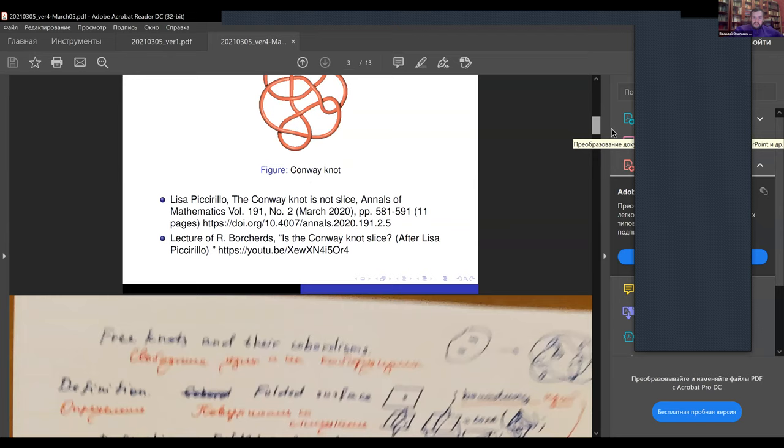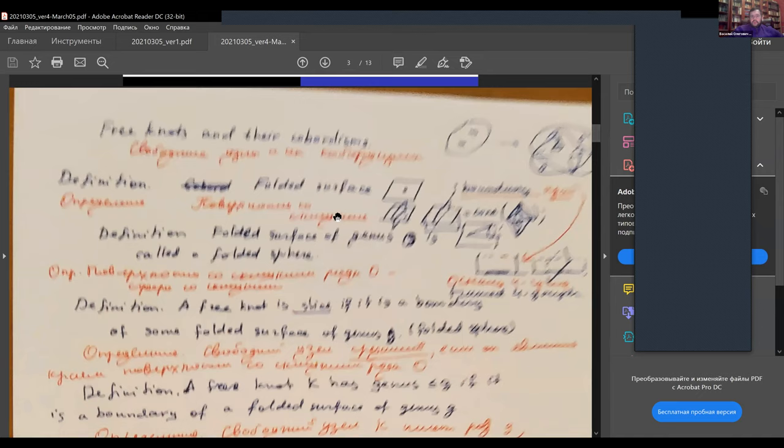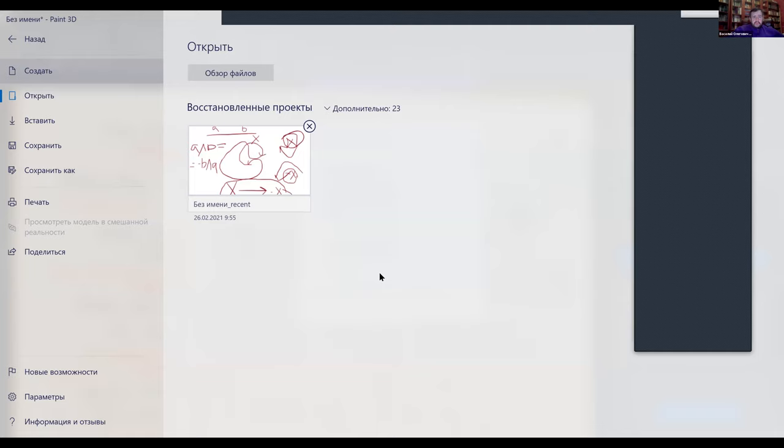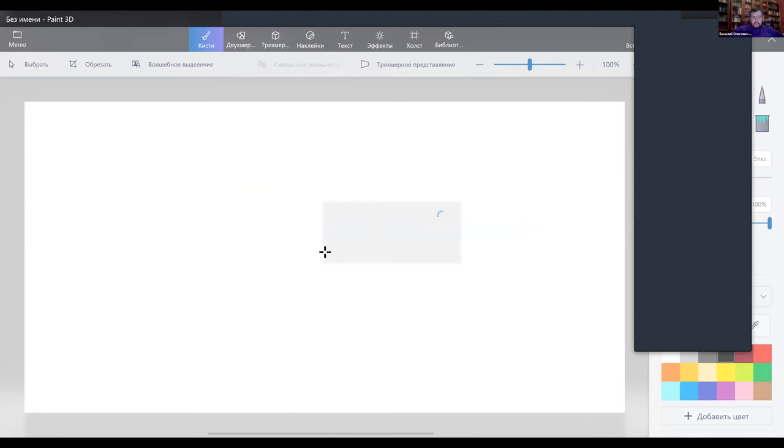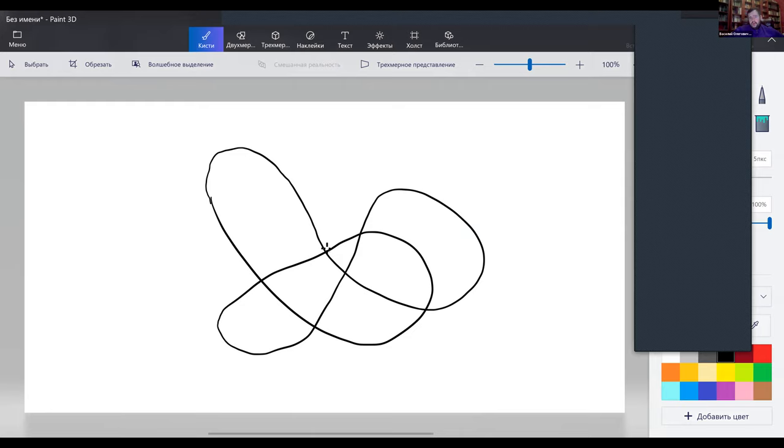So free knots can be thought of as equivalence classes of framed four-valent graphs modulo Reidemeister moves. Let me recall a little bit what sort of graphs we consider. We just draw graphs of valency four. At each vertex we have some intersection of valency four. I'm drawing something planar, okay. And we specify who is opposite at each vertex.